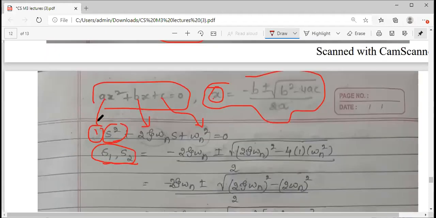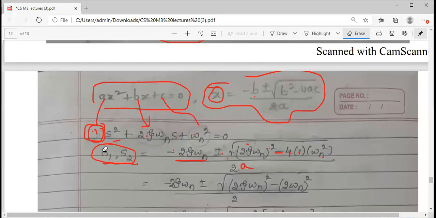So try to find the roots for this. Minus b, where b is this, minus b plus or minus root of b square. So whatever the b value is, b square minus 4, a is 1, c is omega n square. I have just substituted the a, b, c values, divided by 2a. Actually a is 1, so it will become only 2.